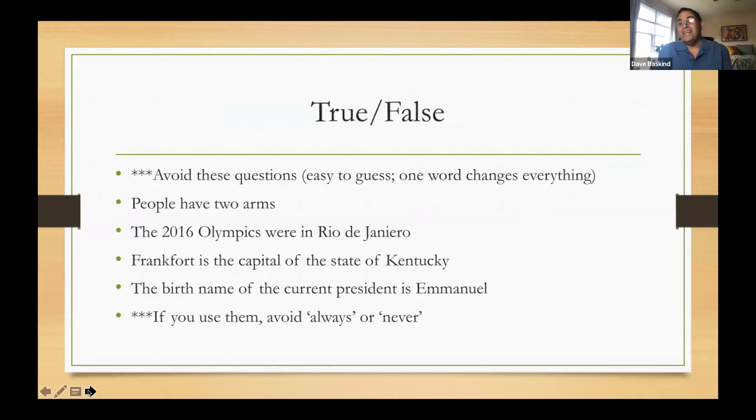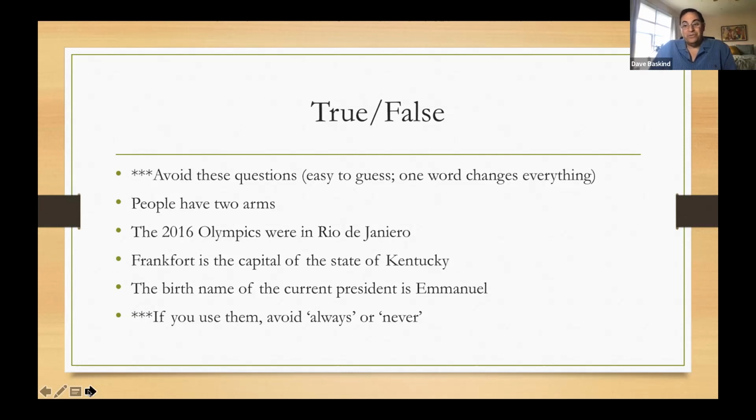Okay, so that said, I wanted to dive in and start talking a bit about the different types of items that you might include on your tests. And the first type I want to talk about are true-false items. And as you can see there next to my asterisks, I would really encourage you to avoid them. These are my least favorite types of questions, and there's a few reasons for that.